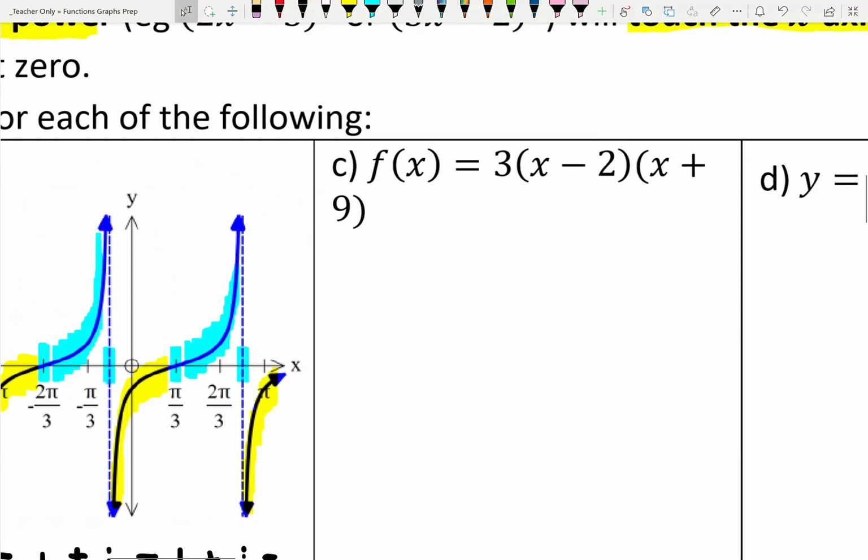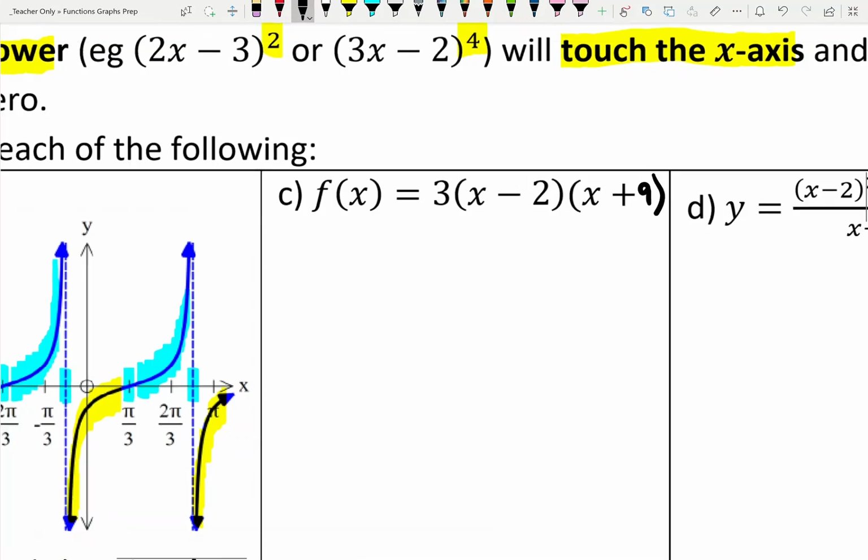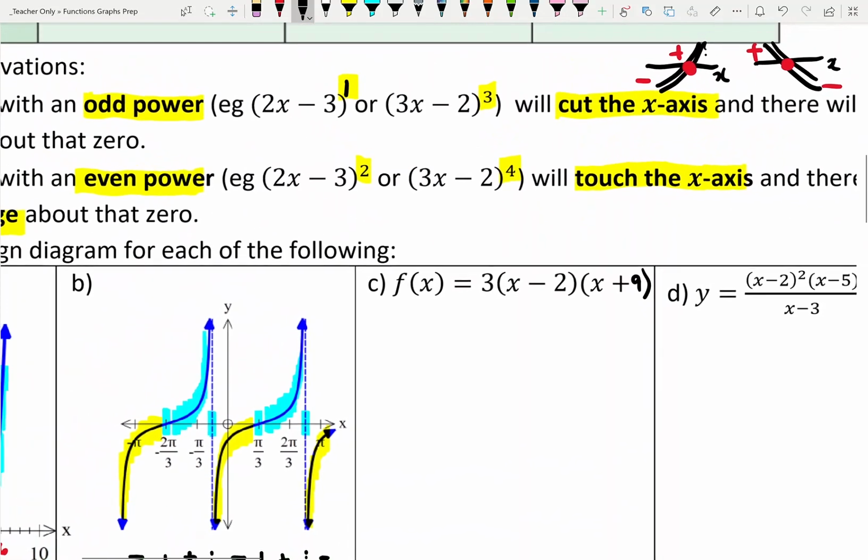All right, having a look at this next little one, and sorry, this little 9 has popped down here. It should be up here, so you can rewrite that in. Okay, so this is where our algebra comes in.